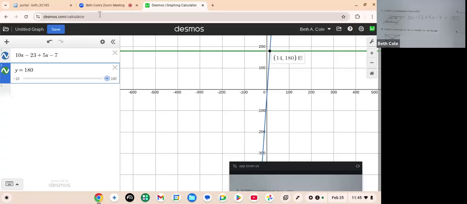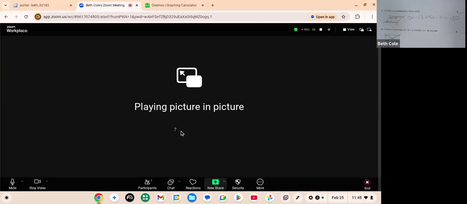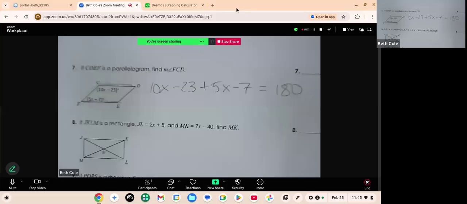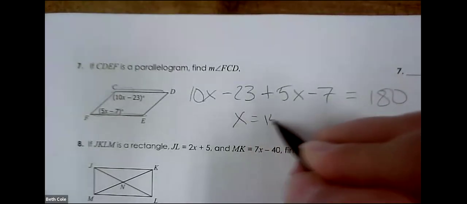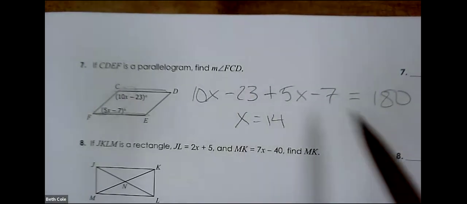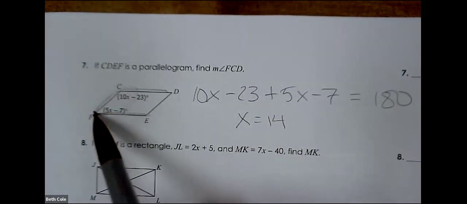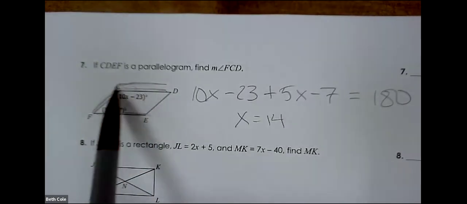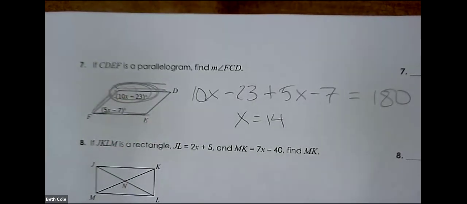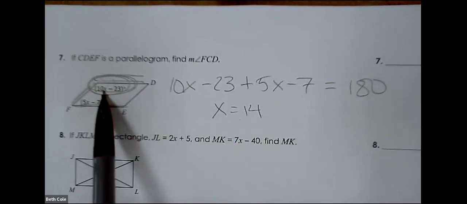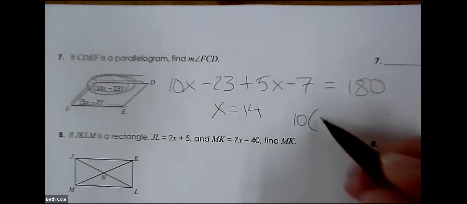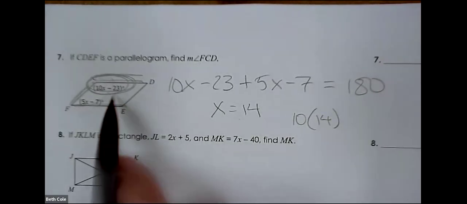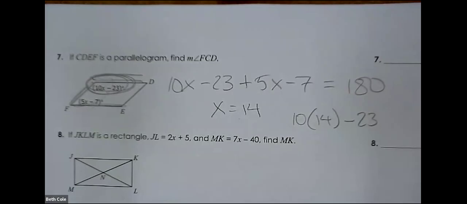Now that's not the answer though. That's what x is. We found that x is 14. But it asked us for FCD. So if I highlight FCD, it is this one, so how could I get the final answer? What would I need to do to get the actual answer? X is 14, so I'm going to do 10 times 14, and then minus 23.